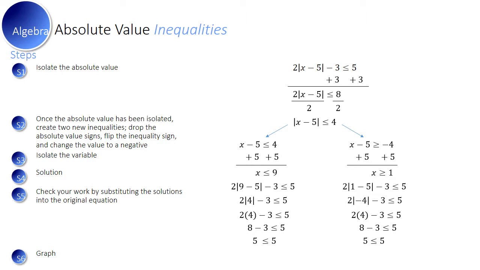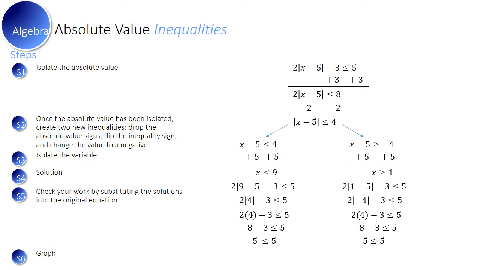Over on the second inequality, we're going to plug the 1 in for x. So we're going to have 2 times the absolute value of 1 minus 5, minus 3, is less than or equal to 5. Again, remember that we're using the original inequality, so that sign is getting flipped back over to less than or equal to. So again, we're going to take a look at this. 1 minus 5 is negative 4. The absolute value of negative 4 is 4. 4 times 2 is 8. 8 minus 3 is less than or equal to 5. 5 is less than or equal to 5, so then we know that we've got the correct solution.